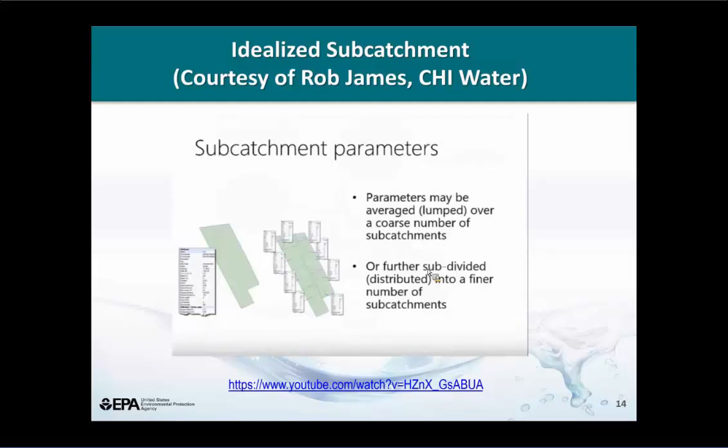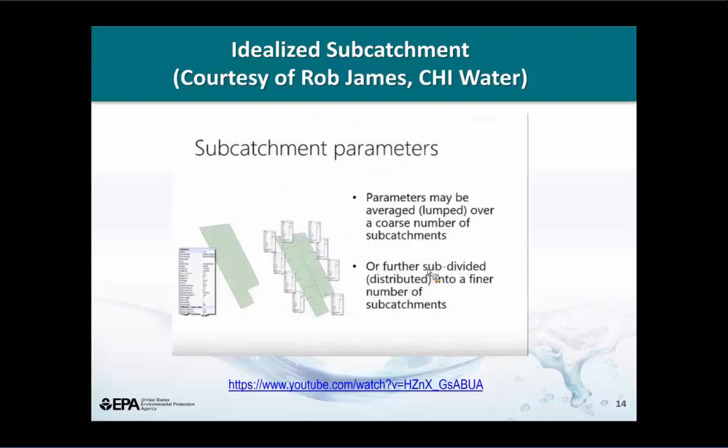The idealized sub-catchment, and I want to highlight, I got this slide from CHI Water. You have the sub-catchments, and you want to have uniform characteristics of the sub-catchment. It is an area that is intercepting your storm water. The trick of SWMM is to figure out how to subdivide your sub-catchment. Do you want one big sub-catchment or a bunch of smaller subdivided sub-catchments? The sub-catchment has to have uniform properties.